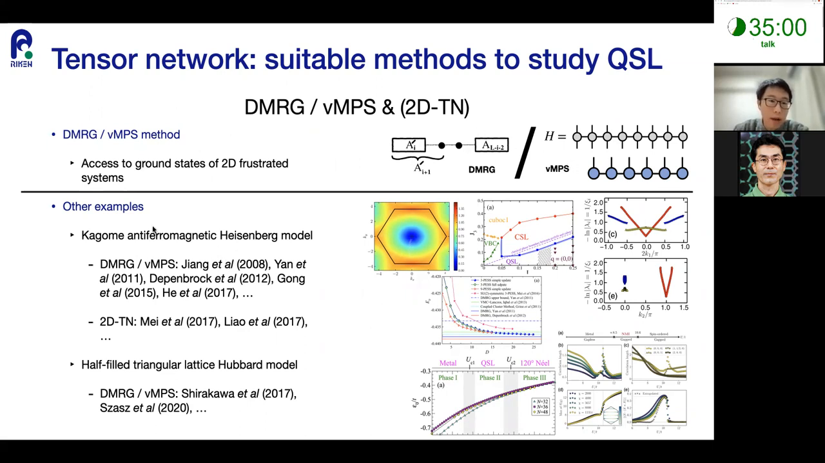Here I want to show some other examples. The first one is the triangular-lattice Heisenberg model on the Kagome lattice, and the second one is the half-filled Hubbard model on the triangular lattice. We know that for these two models, tensor network related methods first provided very strong evidence about the existence of quantum spin liquid, although its nature is still very controversial.